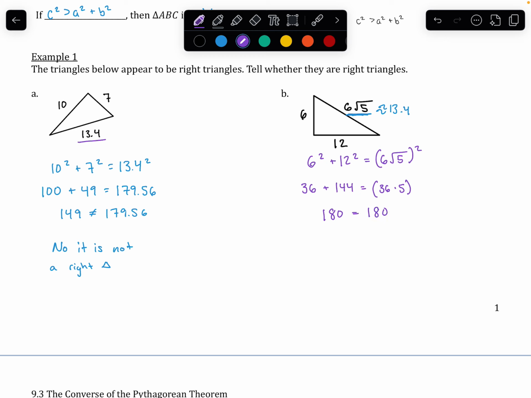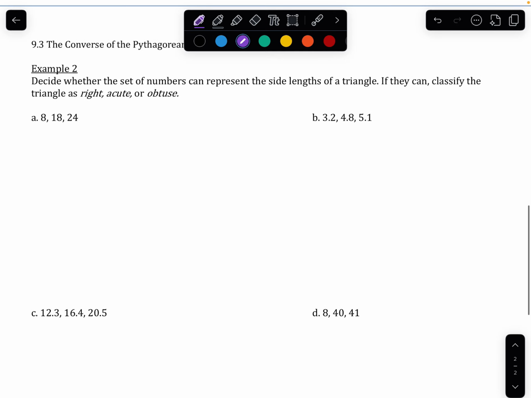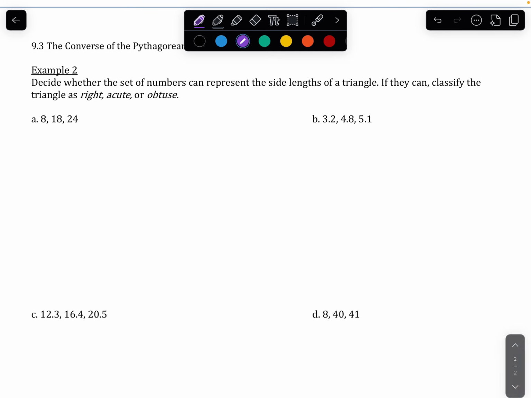So is this a right triangle? Yes, it is a right triangle. Now, let's move to example 2. Example 2 says decide whether the set of numbers can represent the side lengths of a triangle. If they can, classify the triangle as right, acute, or obtuse. So there are two problems in this.